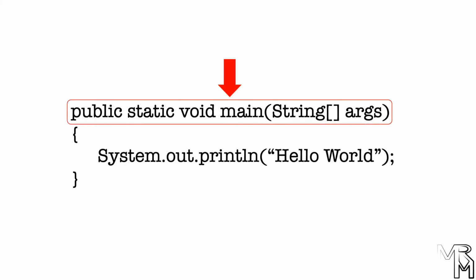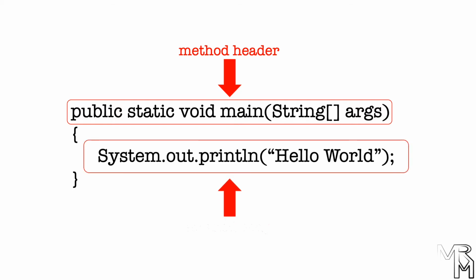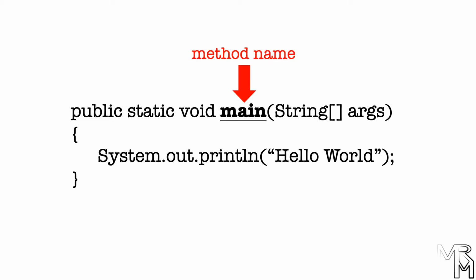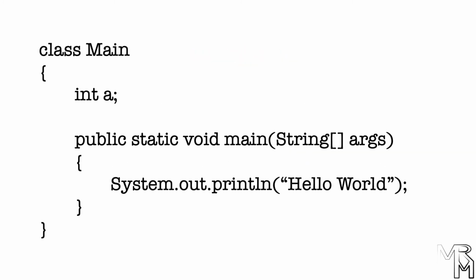Alright, so this line of code is called, can anybody guess? It's the header of the method. And just like with classes, this method's header is followed by the method body confined within this pair of curly brackets. If the method header looks too bizarre to you, don't worry. For the purposes of this video, the only important part of the method header is the name of the method, which is main. Now, before it gets overwhelming, let's do a quick recap.